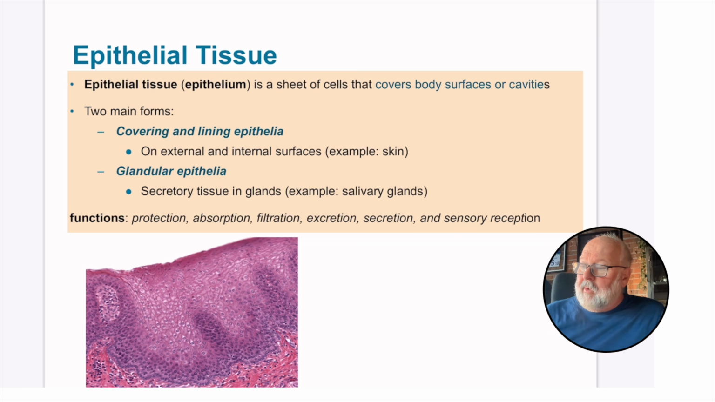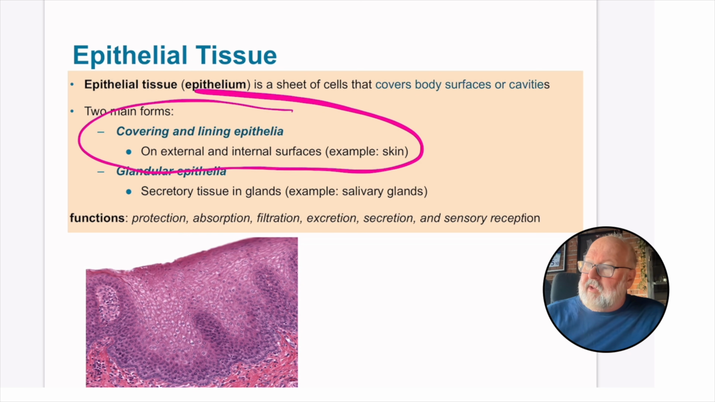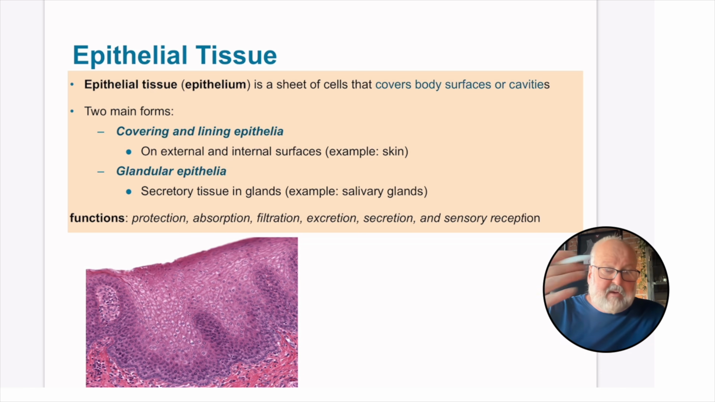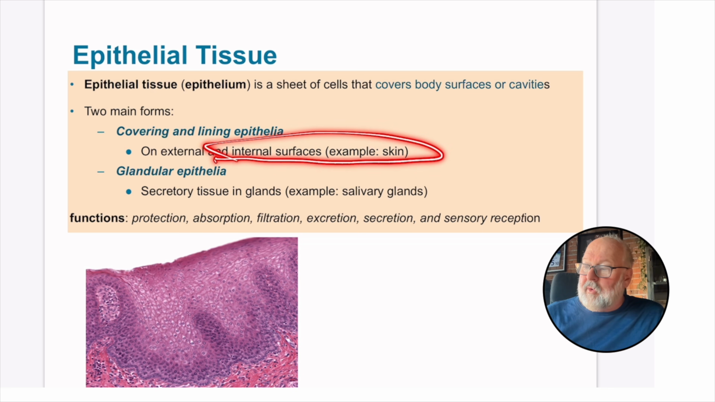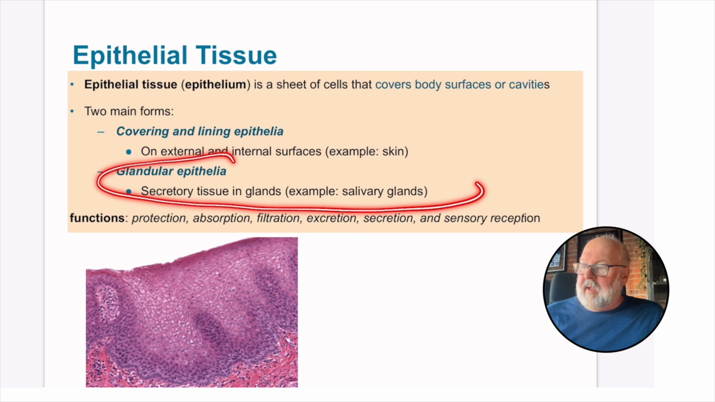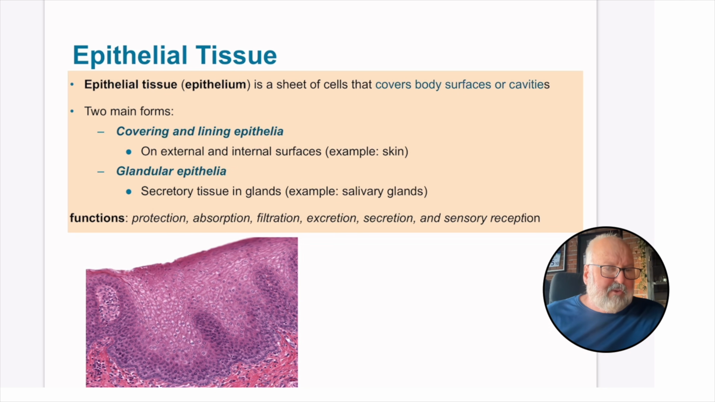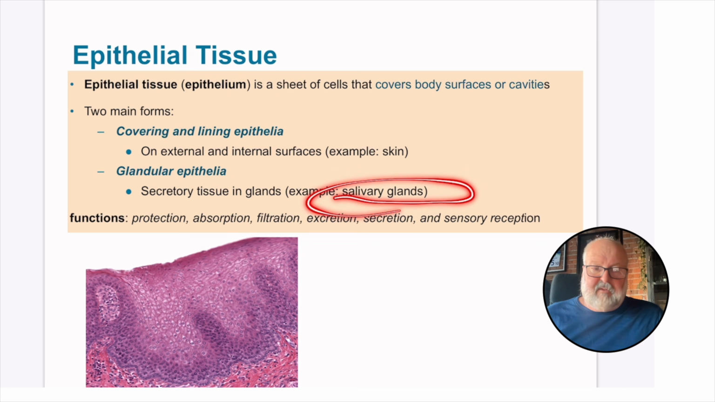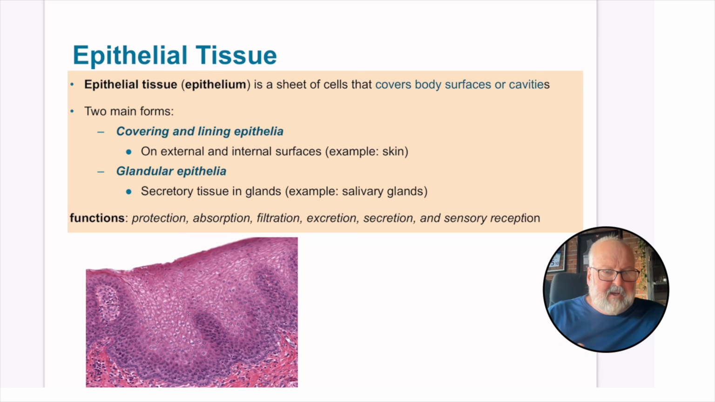Now, when we look at epithelium, we can break it into a couple of categories. One is covering and lining epithelium. It covers external surfaces, and it also lines internal surfaces. But there's a second group of epithelia, and these are the glands. They become part of the secretory tissue in glands, like salivary glands. And we'll have a look at those in a separate video.